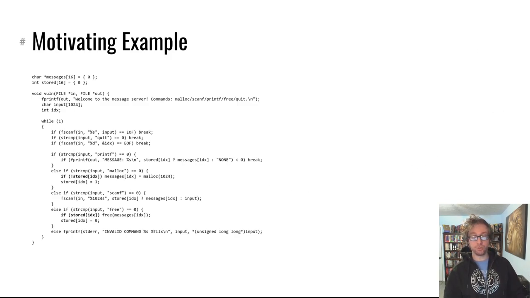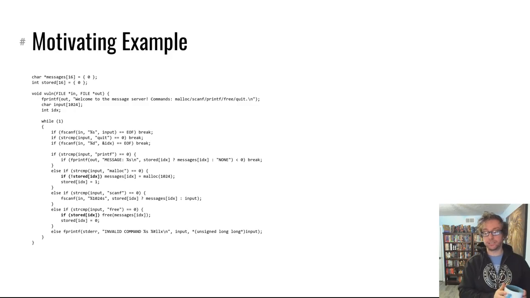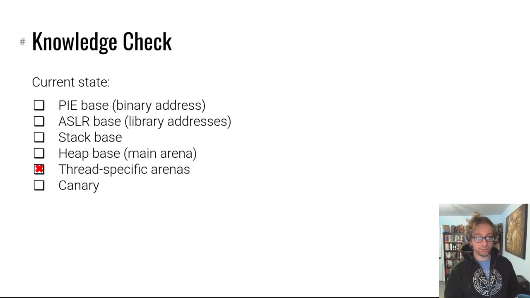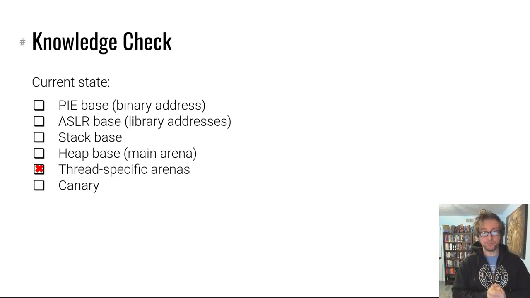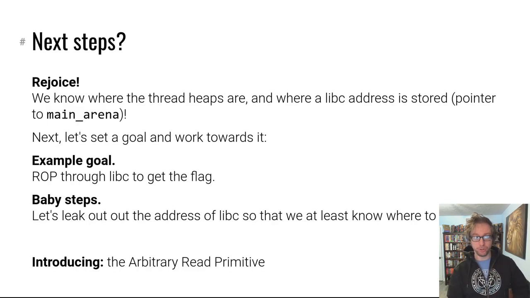This example has heap operations that would appear to be safe in a single-threaded scenario, but in a multi-threaded scenario, they are not safe. And we have already used a race between printf and free to leak, for example, the thread-specific arena address, specifically the tcache per thread leak, in the last video. In this video, we're going to push further.